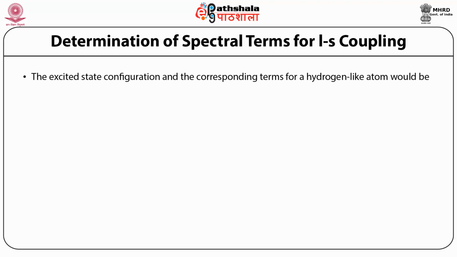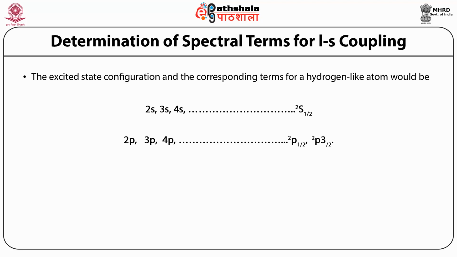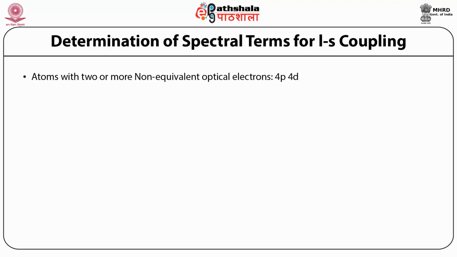The excited state configurations and the corresponding terms for a hydrogen-like atom would be 2s, 3s, 4s corresponding to 2S 1/2, and 2p, 3p, 4p corresponding to 2P 1/2, 2P 3/2. The ground state configuration for all alkali atoms is 2S 1/2. Atoms with two or more non-equivalent optical electrons, for example 4p, 4d.